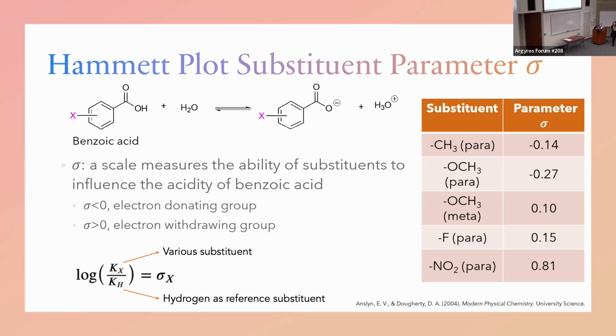And lastly, this is the math equation that Dr. Hammett uses to derive the sigma values, in which he takes the log of the ratio of rate constants, where the numerator is the rate constant of the substituent, and the denominator is the rate constant for the no-substituent benzoic acid, in which hydrogen was used as the reference substituent.